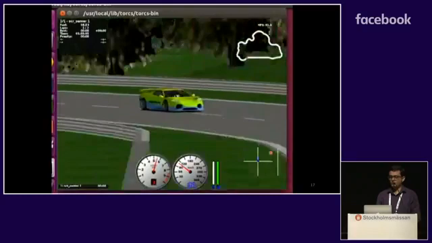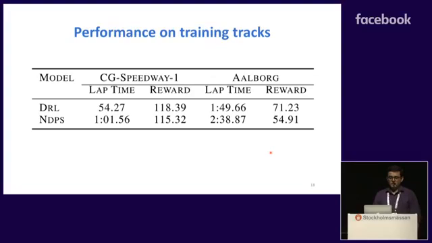So talking about some of the evaluations, here's performance on training tracks. These are two tracks on which we've trained both agents. As we can see, the deep reinforcement learning agent is faster than the NDPS agent. This is not entirely unexpected, since we are using the DRL agent as a teacher or as an oracle. So the best we can really hope for here is to match its performance. We also performed experiments with variations of the NDPS agent, details of which are in the paper.